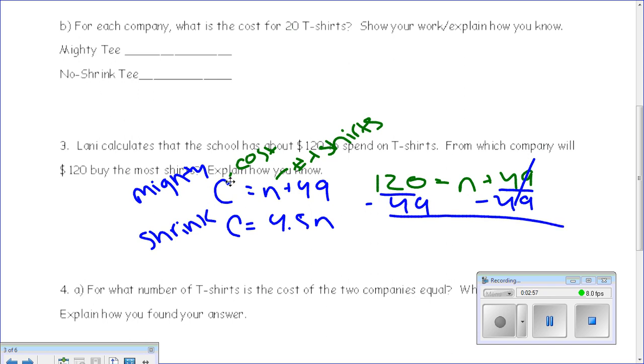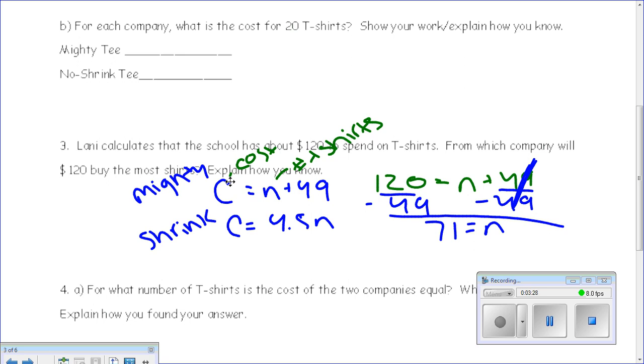Well, 120 minus 49 gives us what? $120 minus 49 gives us, Lily, 71. And since that canceled out on the right-hand side, we have 71 equals N. So for Mighty T, $120 will give them 71 t-shirts. So now we have to figure out No Shrink.